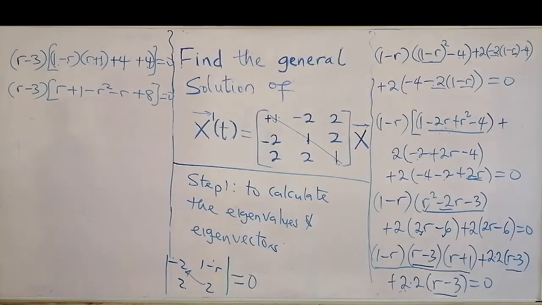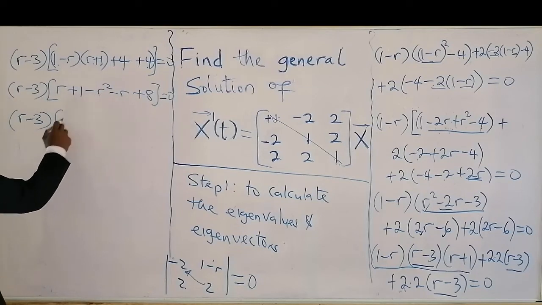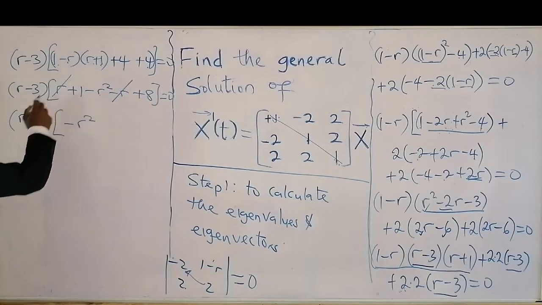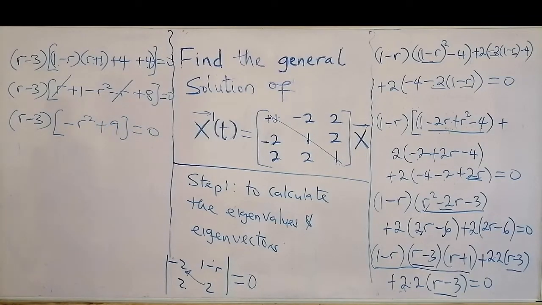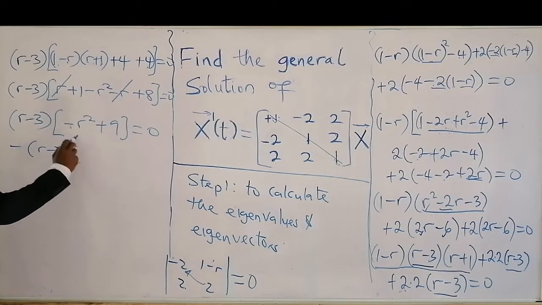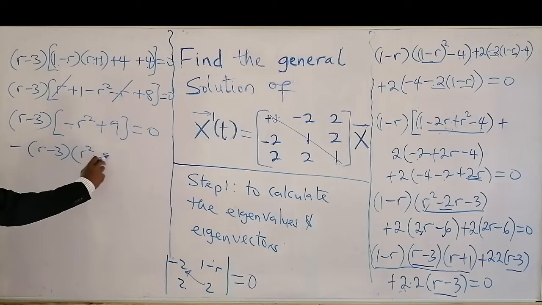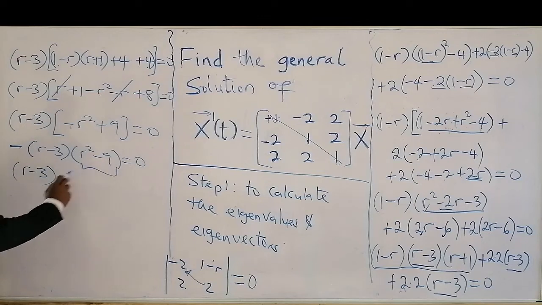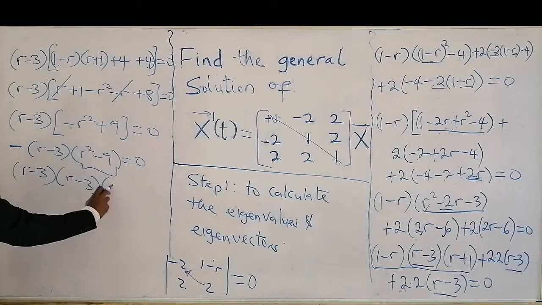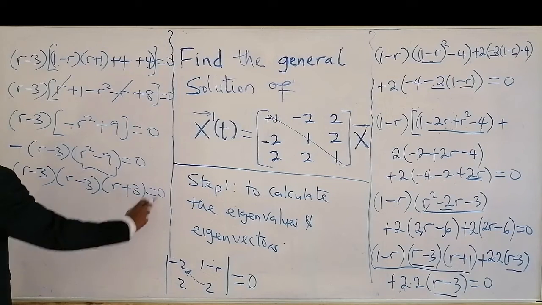Equal to 0. So we now have r minus 3 into brackets, minus r squared. This one and this one cancel, then we have plus 9 equal to 0. We can take this minus out and factorize, then this will be r squared minus 9 equal to 0. We can also multiply through by minus so that this minus can leave this place. This is a difference of two squares, so that will be (r − 3)(r + 3) equal to 0.